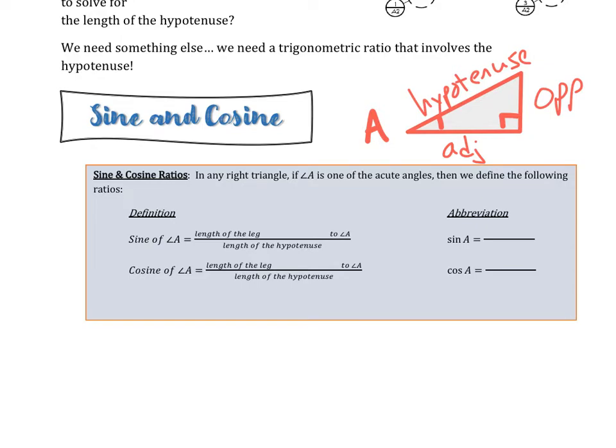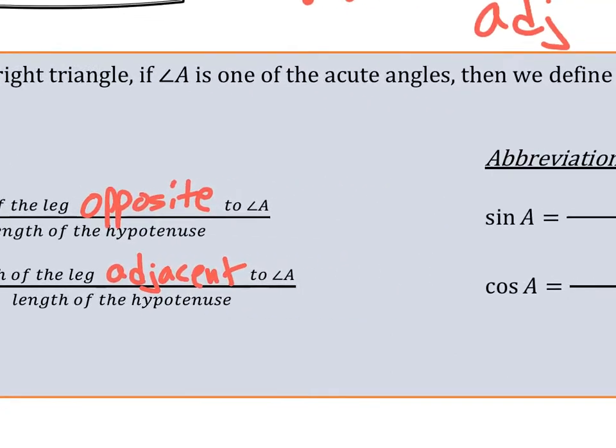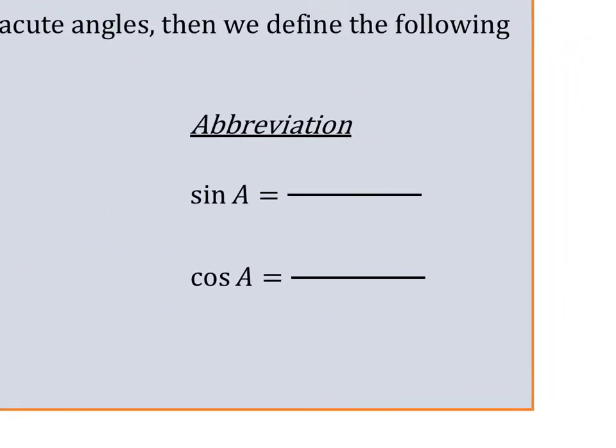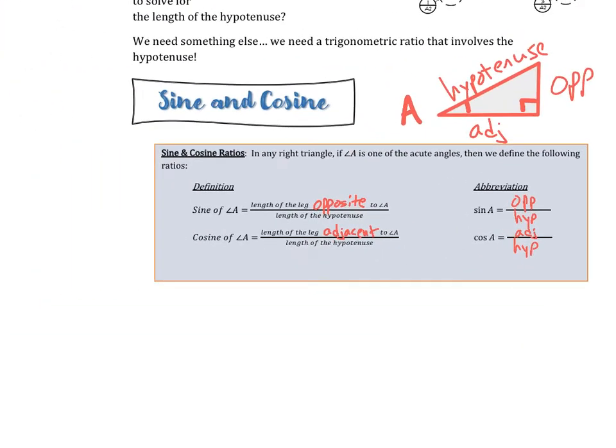The sine is going to be the length of the opposite leg to angle A over the length of the hypotenuse, and we're going to call that the sine. The cosine is the length of the leg that's adjacent to angle A. Remember, adjacent means connected, over the hypotenuse. These are ratios, so we're going to abbreviate these like this. We'll say the sine is opposite over hypotenuse. Cosine is adjacent over hypotenuse. Right? So let's see how we can use these.